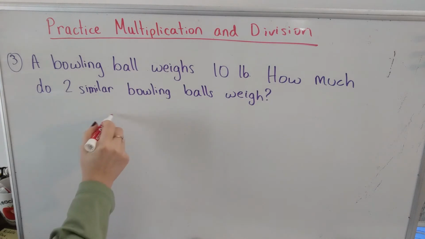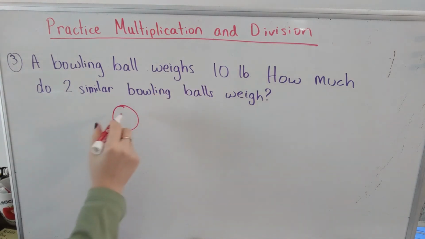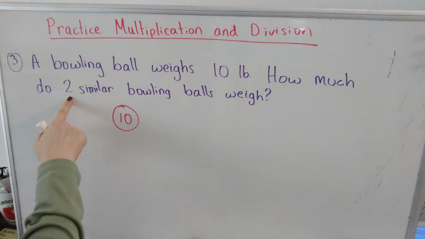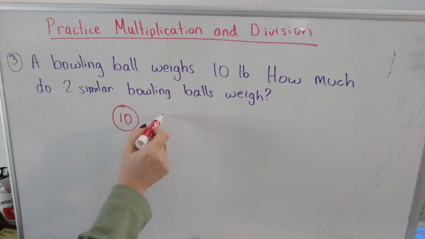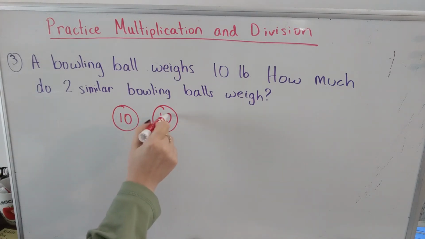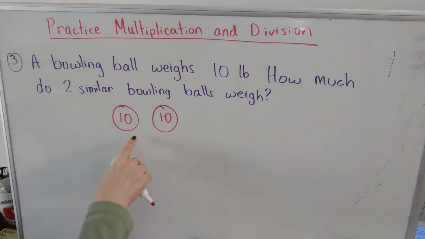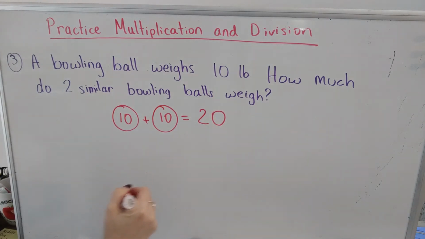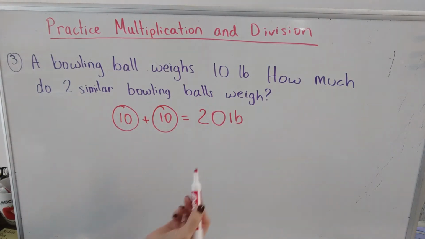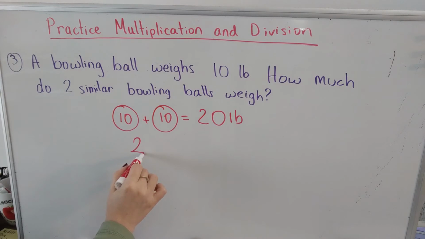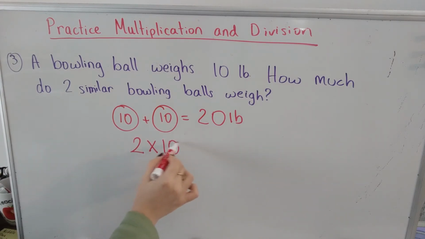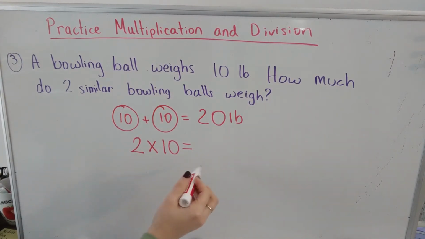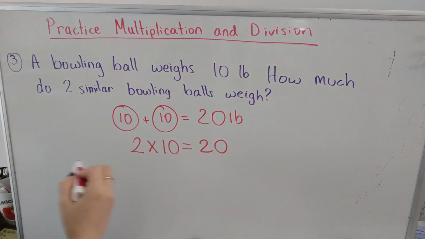So we know if one bowling ball weighs 10 pounds, and there's 2 similar bowling balls, 1, 2, how much do 2 similar bowling balls weigh? You can add them. You would be right. It would be 20 pounds. Or you can say 2 bowling balls times 10 pounds each equals 2 times 10 is 20 pounds.